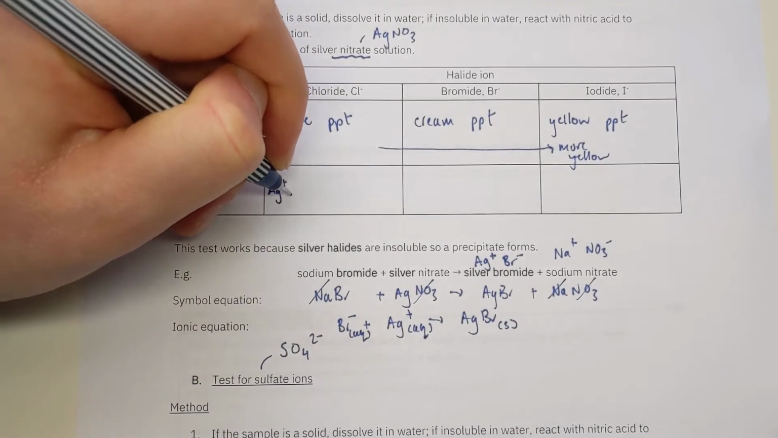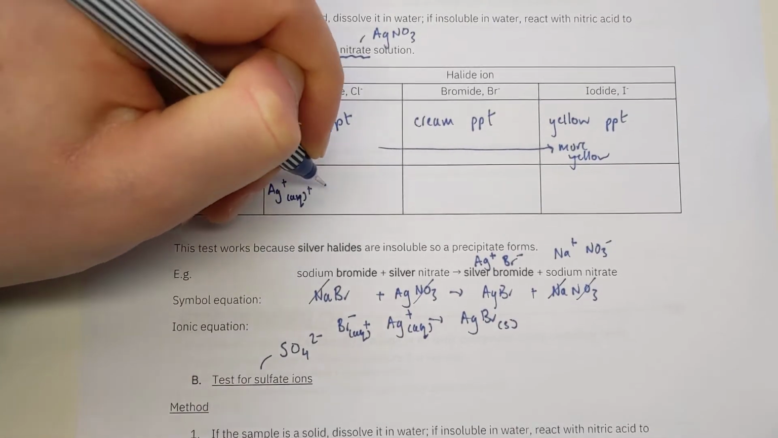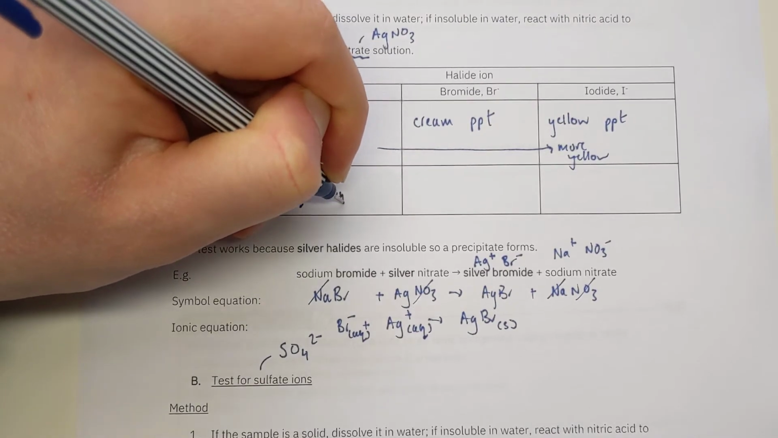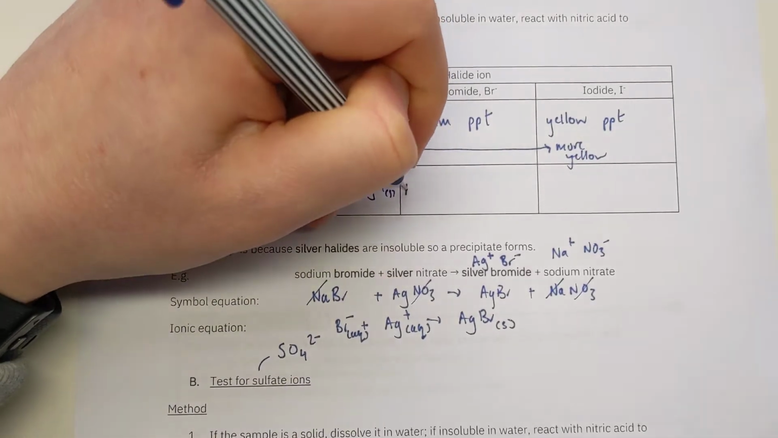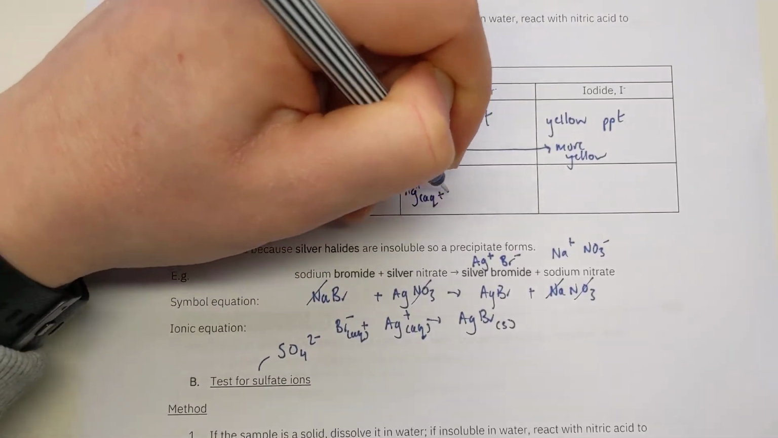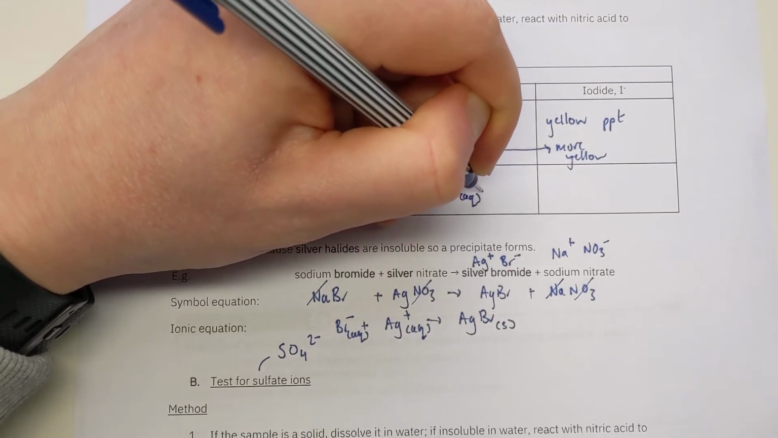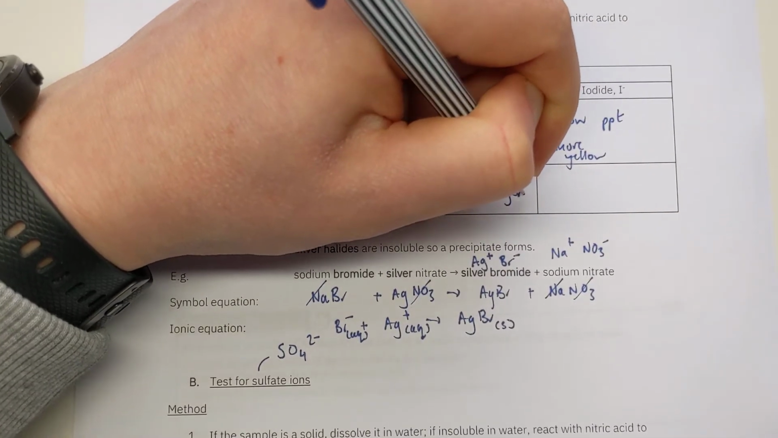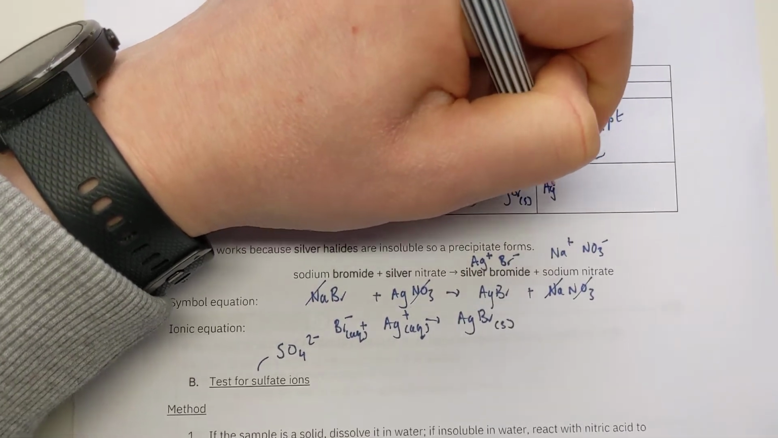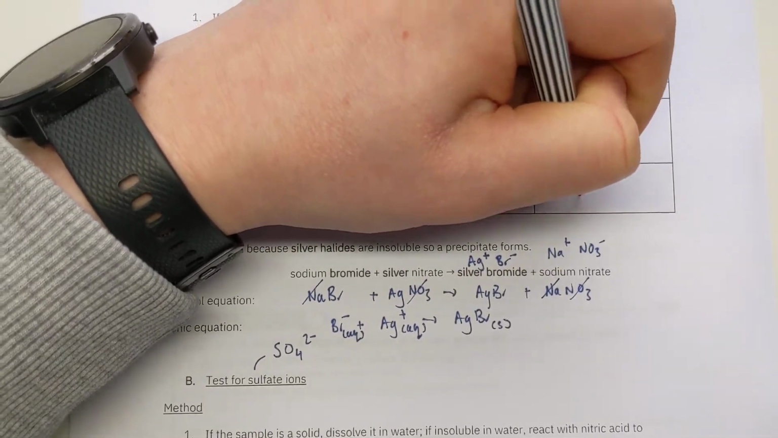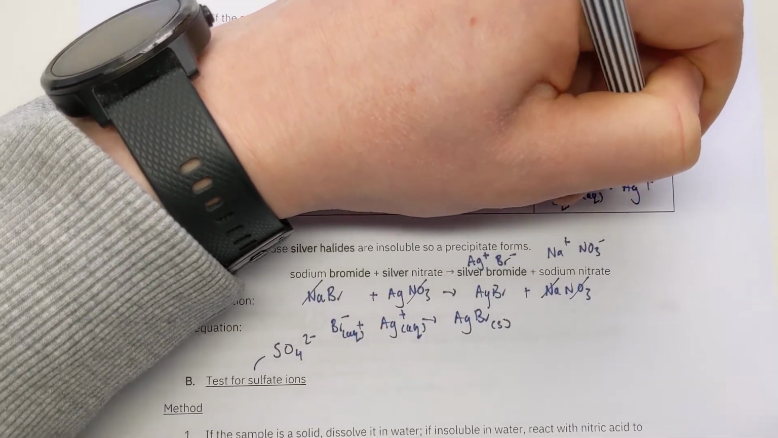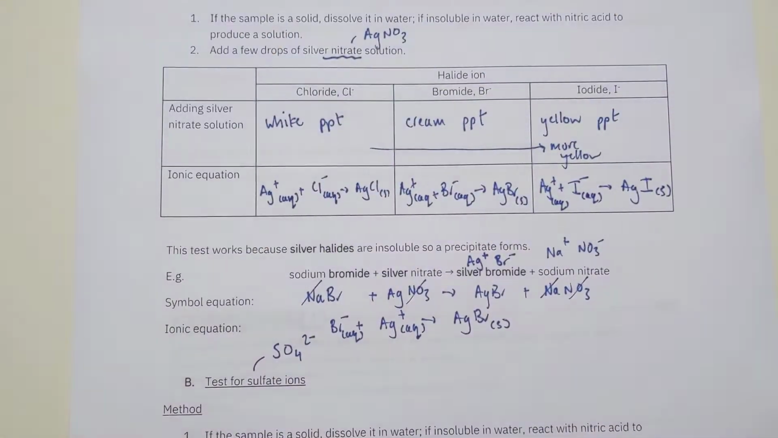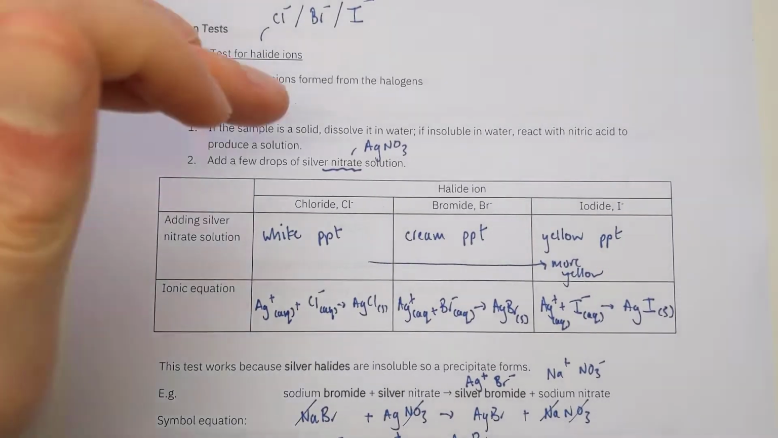If it was a chloride ion, it's Ag plus reacting with the chloride ion to give AgCl solid. With the bromide ion, I form AgBr solid. And with the iodide ion, I form AgI solid. So my first test for finding halide ions, chloride, bromide, iodide, is silver nitrate solution.